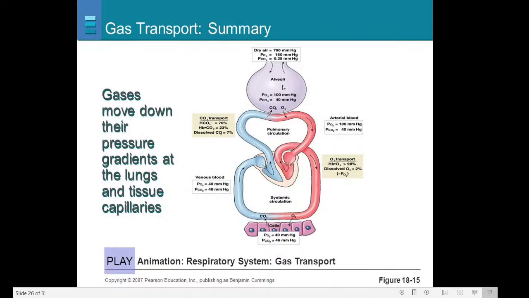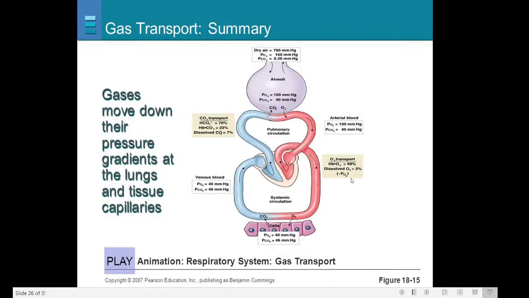This is a step-by-step process. The alveolus allows dry air in, that air passes to the pulmonary circulation, and the circulation passes the O2 to the cells. In this we have a very important measure, the level in mmHg. In the first arterial blood there is 100 mmHg of oxygen and 40 of CO2.